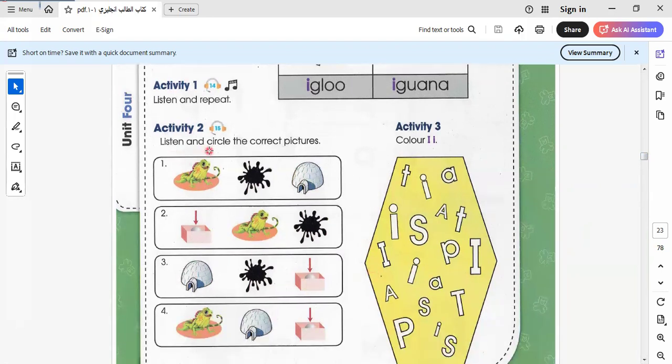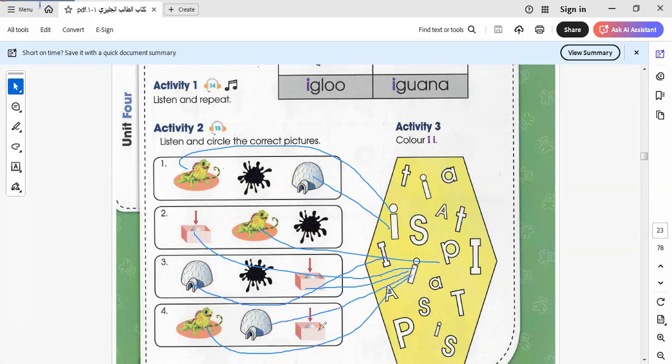Here we say listen and circle the correct picture. Here we have pictures and we take the suitable letter for these pictures. Here we have igloo. So here we have letter I, and letter I here. Okay. Here is letter I also, and here is in, letter I. Here is igloo, letter I. Letter I here, and letter I, and letter I. Okay. All these have letter I. The last one is also with letter I.